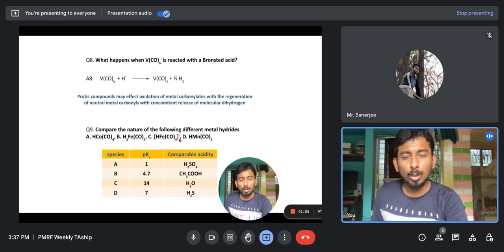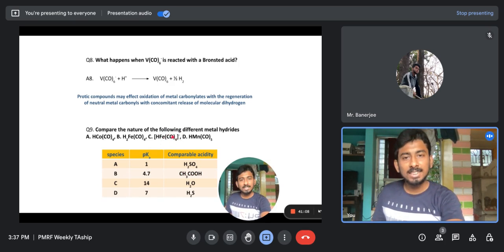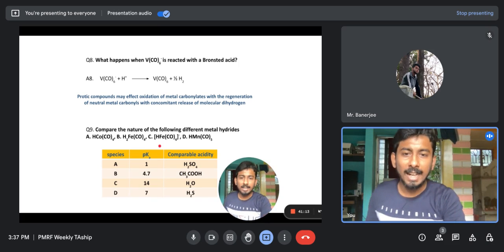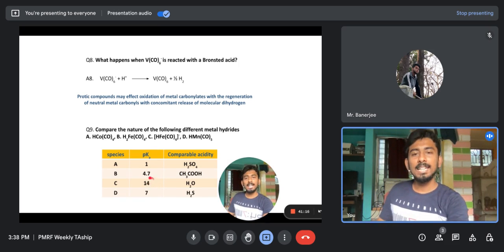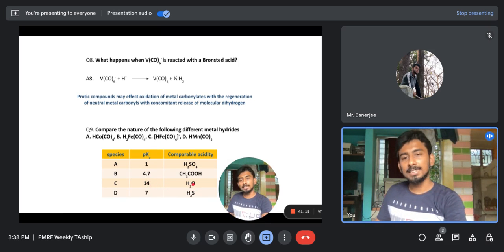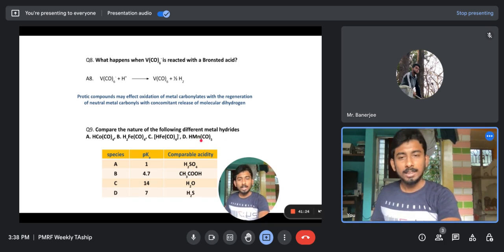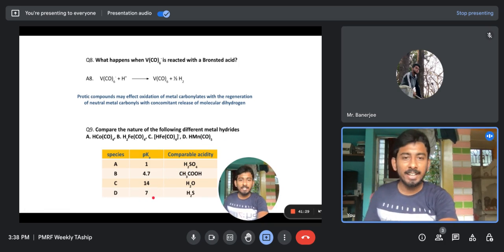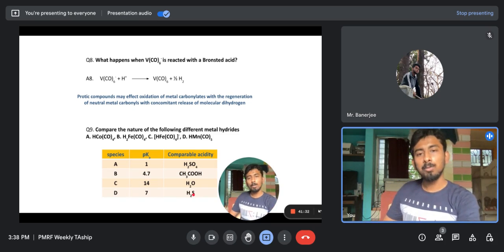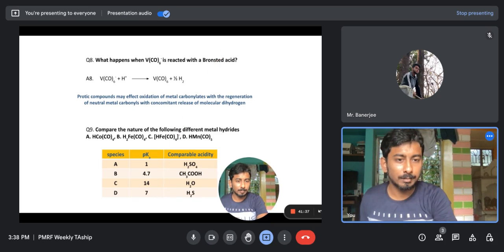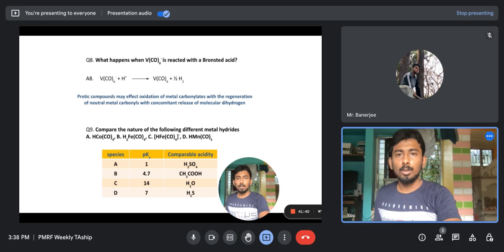In case of HFe(CO)4 minus, because it is already negatively charged, it will be reluctant to release one of the protons. That's why the acidity is even lower. So the pKa is 14. That is actually comparable acidity with water. But in case of HMn(CO)5, the acidity is increased, not by that much, but the pKa is 7, so the acidity can be compared with that of hydrogen sulfide, that is H2S. So you see in this case, HMn(CO)5 also.